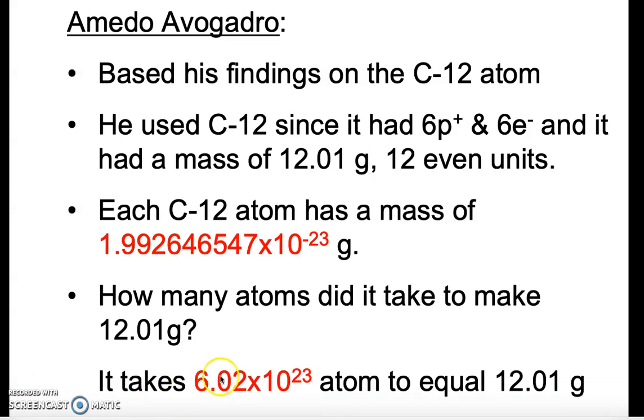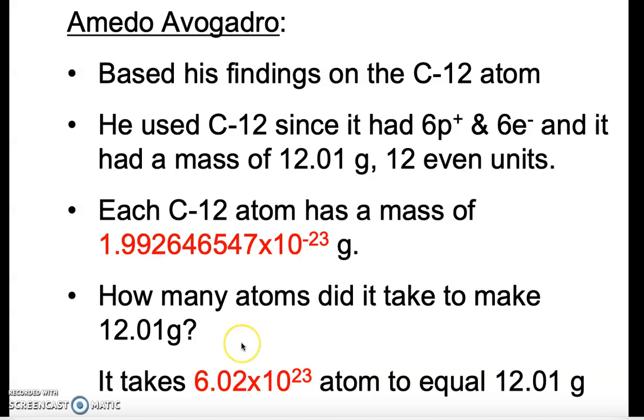Well, Avogadro came up with this number. It took 6.02 times 10 to the 23rd atoms to equal 12 grams of carbon. So it took a massive amount of carbon atoms to make 12 grams. Each one is so tiny. And that's basically the measurement that he came up with. So 1 mole of carbon contains 6.02 times 10 to the 23rd atoms. So this is a very important number. This is like 12 eggs to 1 dozen. So this is like a dozen.